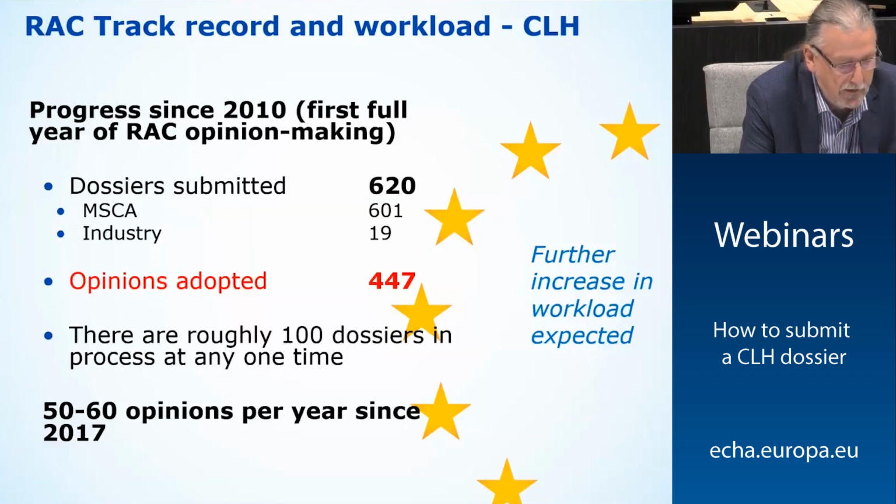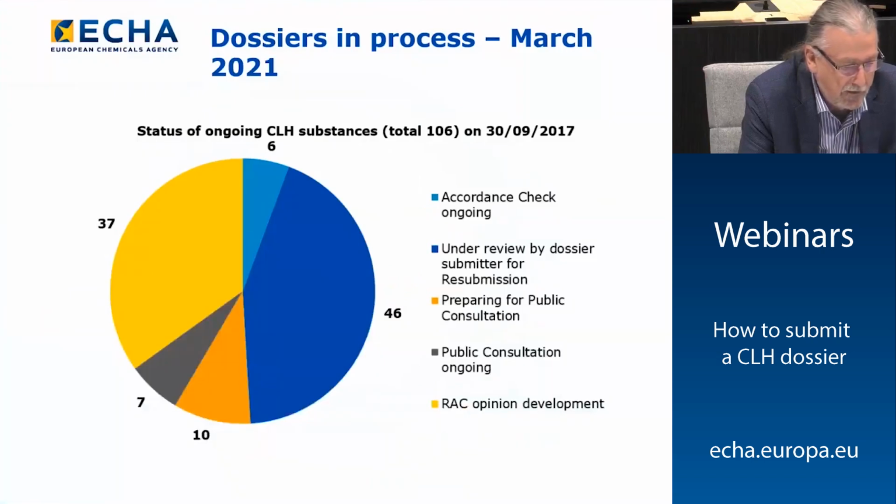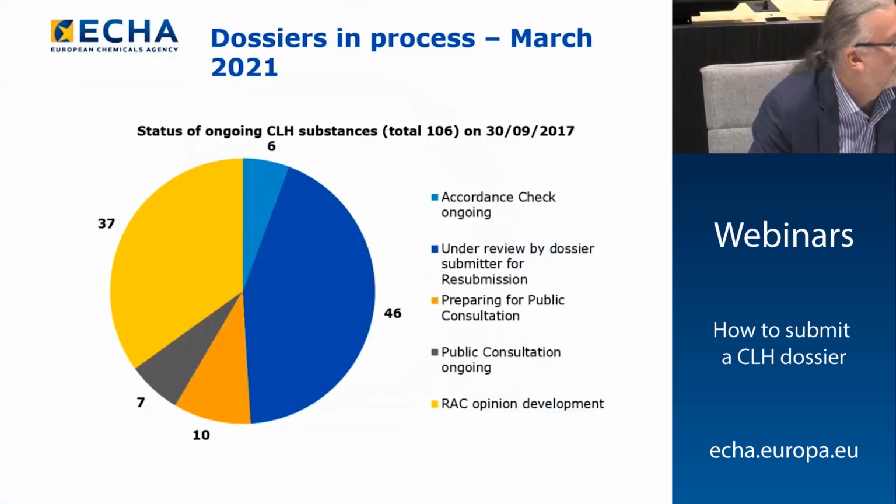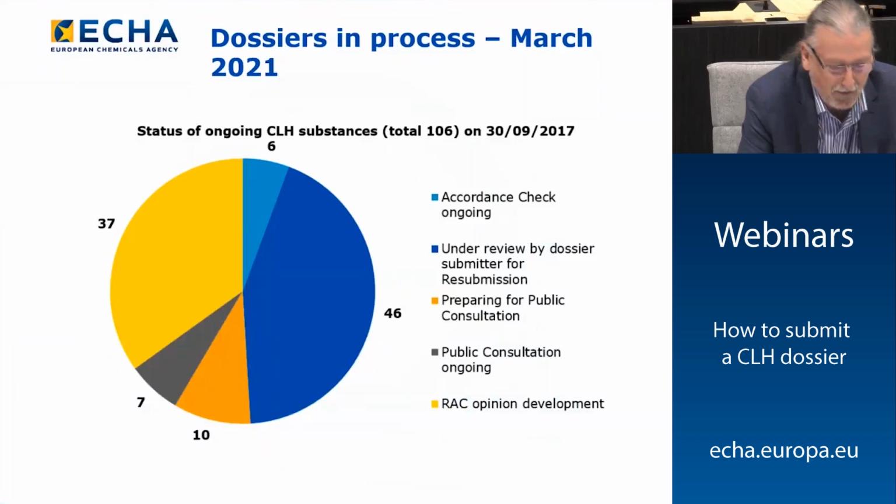Could I have the next slide, please? And this just gives you an idea of the breakdown of the ones that are in process at the moment, where they're at. So you can see the 37 in RAC opinion development, and then the orange band with 10, those are preparing for consultation. We still have the word public in some of our slides, unfortunately. Sorry about that. And the 46 there are under review by dossier submitter for resubmission. So that's a cycle that goes back and forth.